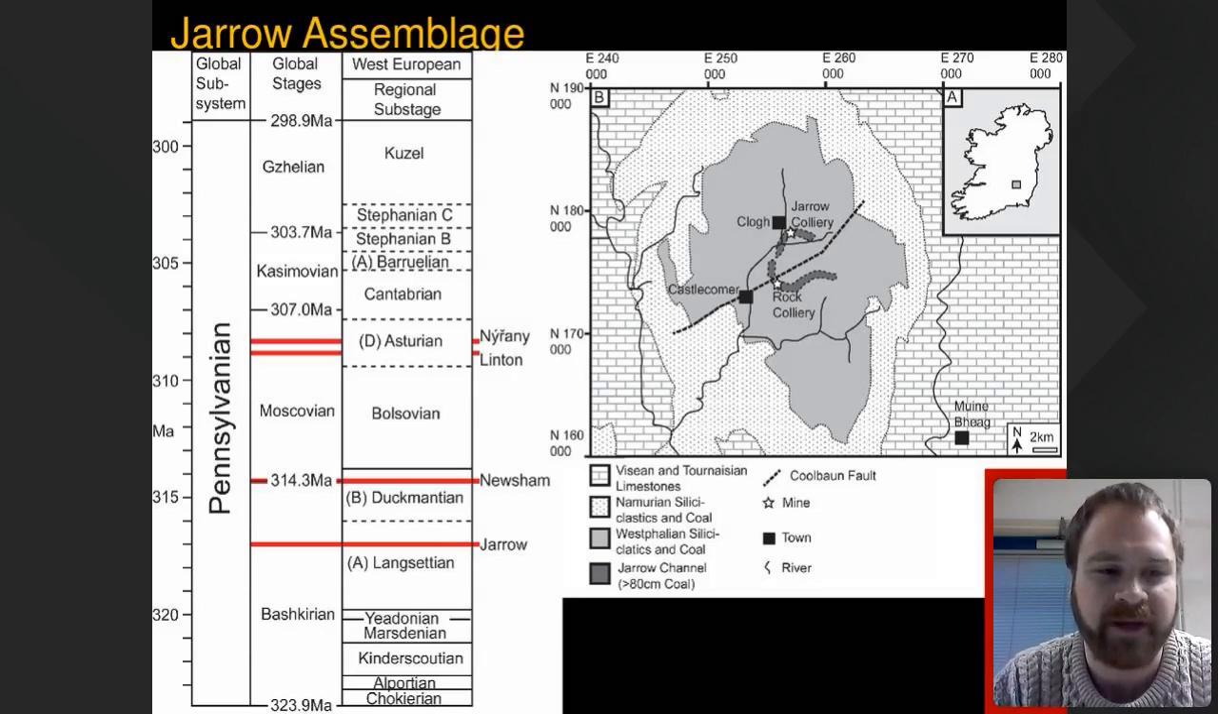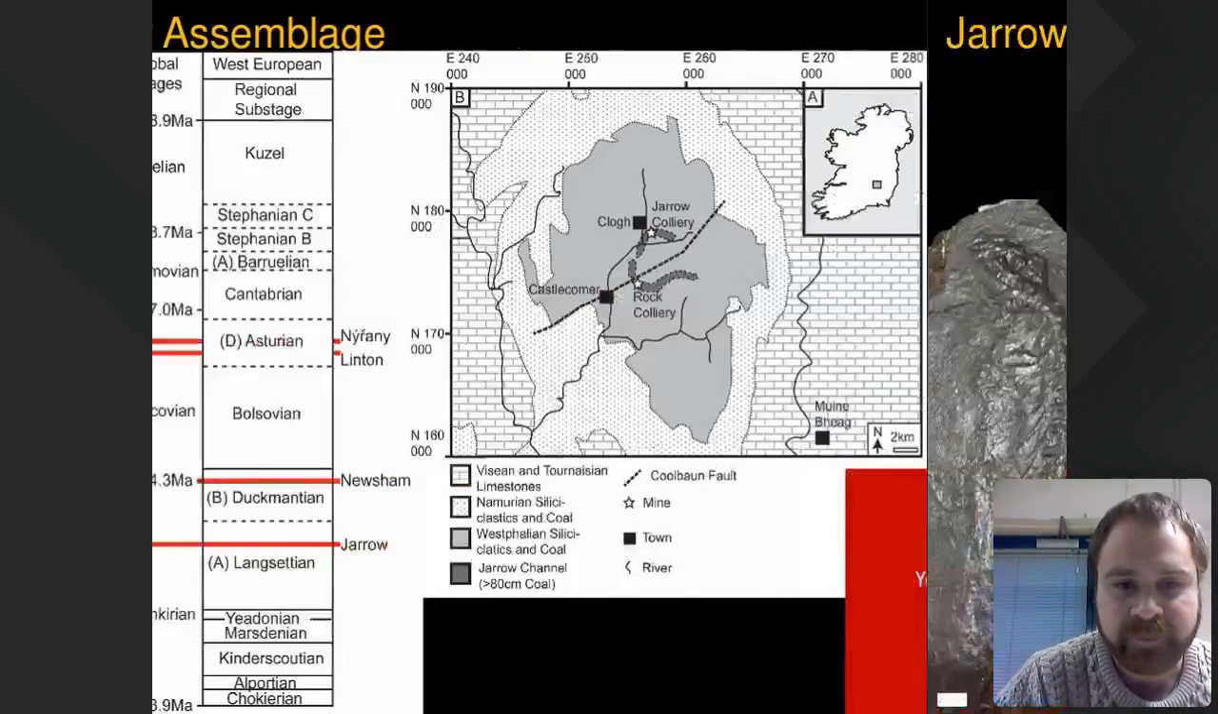It's thought that it may have been deposited in an abandoned oxbow lake, preserving an estuarine community of tetrapods and fish. The Jarrow assemblage is the oldest of the 4 major Pennsylvanian coal swamp assemblages that produce tetrapods, the others being Newsham in England, Linton, Ohio, and Nýřany in the Czech Republic.